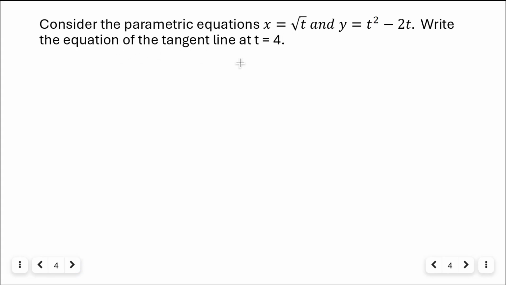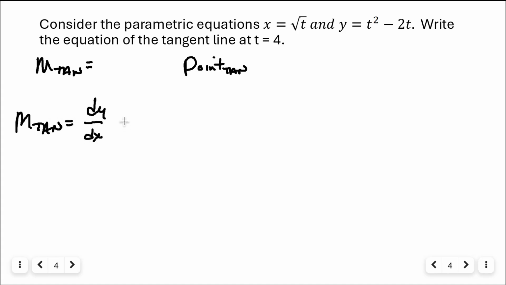All right. So let's consider these next two parametric equations. I want to write the equation of the tangent line at t equals 4. Okay. So now, equation of a tangent line. I need two things to do that. I need to know the slope of the tangent line, and I need to know a point on the tangent line. Well, the slope of the tangent line, I know that. That's dy dx. To find dy dx, I have to find dy dt and divide by dx dt. So let's find dy dt. dy dt is 2t minus 2.